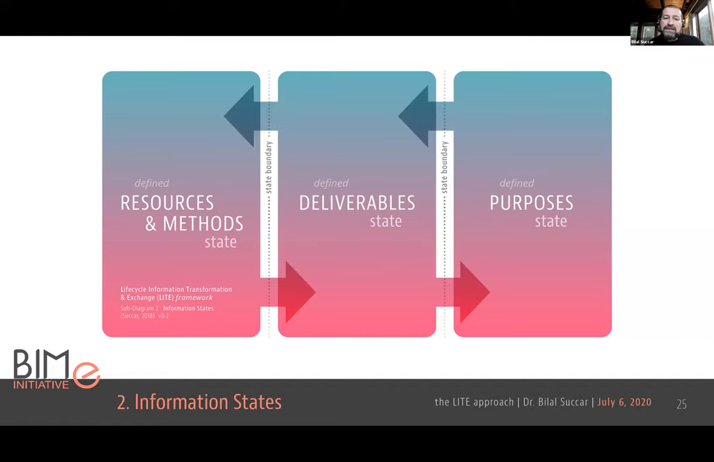And the word defined is very important. As I mentioned before about maturity, everything that needs to be managed needs to be defined first. So the idea here in these states is that we need to define the purpose, define the deliverable as clearly and as accurately as possible, and then define the resources and methods needed to generate that deliverable.